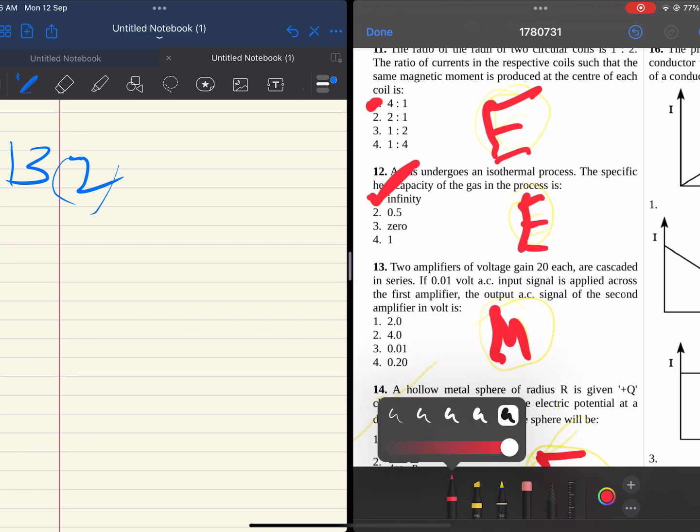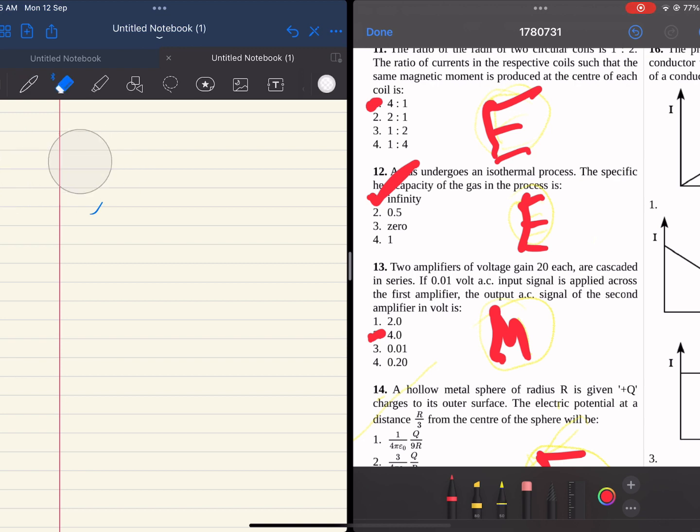Let's move on to the 14th question. A hollow metal sphere of radius r is given a plus q charge on its outer surface. What is the electric potential at distance r by 3 from the center of the sphere?